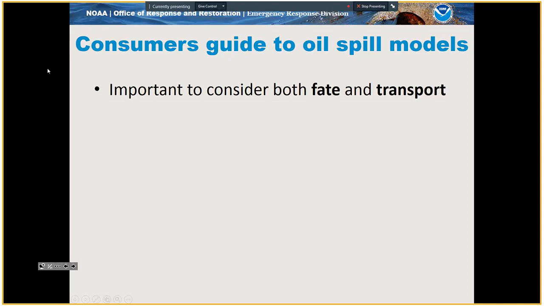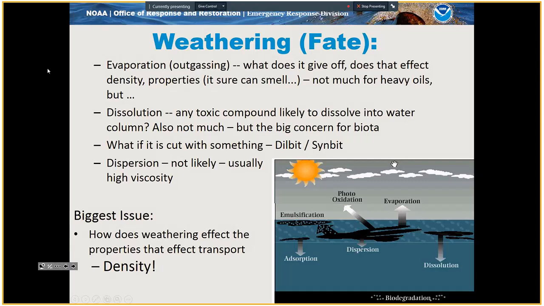All right, so we're going to go through a quick little consumer's guide to oil spill models. First of all, we need to include both fate and transport, even if transport is really the question. Really quickly, fate or weathering is how the oil changes when it's out in the environment. Evaporation is a big deal. For heavy oils, usually evaporation isn't playing a big role, but we do have some other issues.